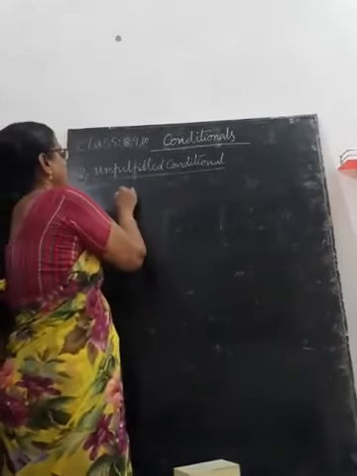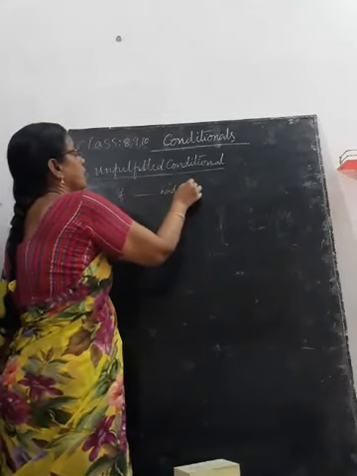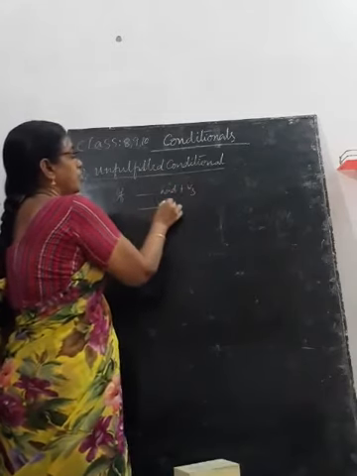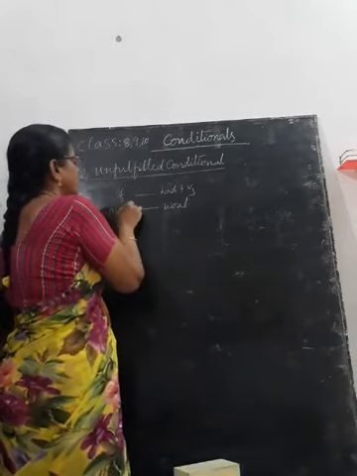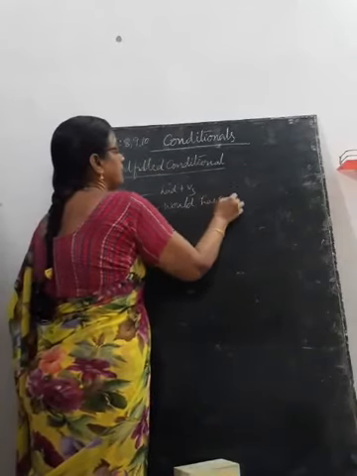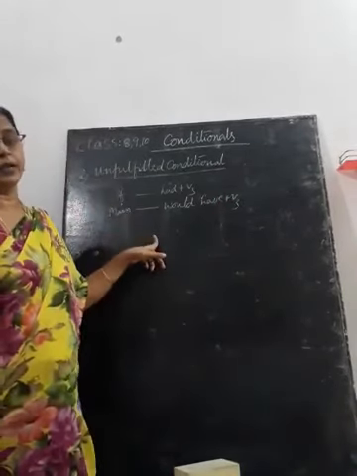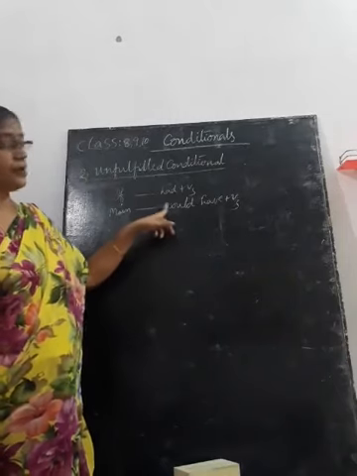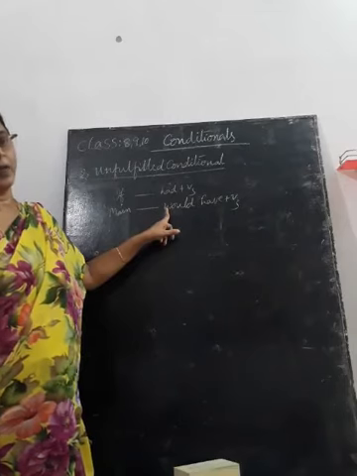Generally, the if part contains had plus V3, past perfect. The main part contains would have plus V3. This is the structure we have to follow: would have plus V3. Third conditional sentences are used to express regret or to criticize people and point out their mistakes. It doesn't happen.